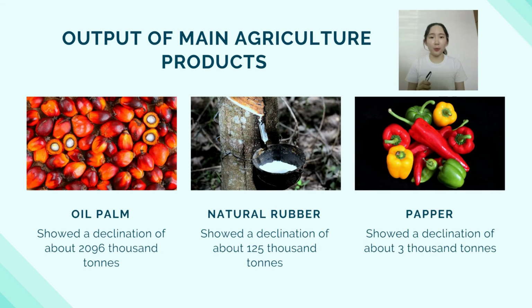In general, the output of main agriculture products in 2020 was lower than in 2019. Production of oil palm shows a decline of about 2,096,000 tons. Despite the decline in output, oil palm still makes the greatest contribution to agricultural production. On the other hand, compared to the previous year, natural rubber and pepper also showed a decline of about 125,000 tons and 3,000 tons respectively.